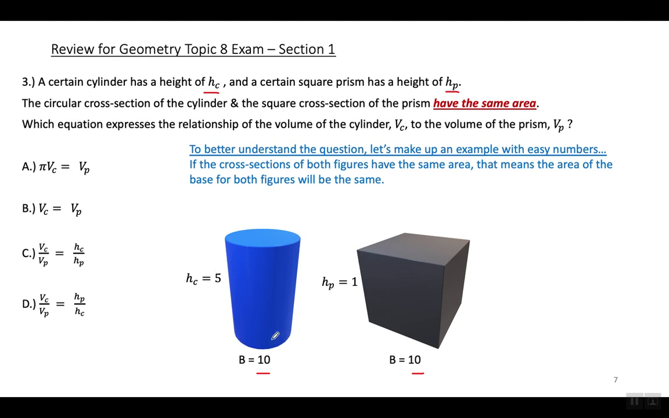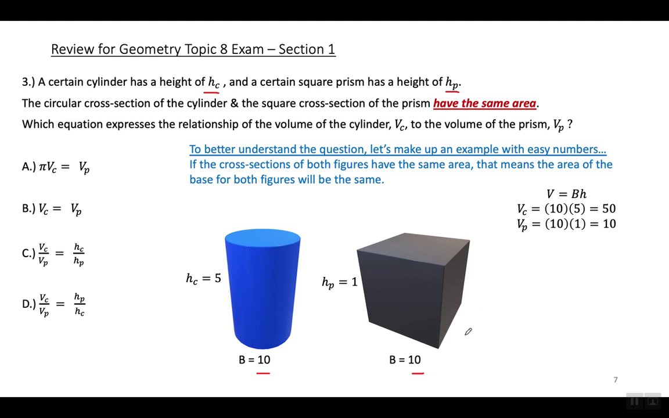Okay, so how do you get the volume of a cylinder or the volume of a prism? You multiply the area of the base times the height. So in this one I have to do 10 times 5, and in this one I have to do 10 times 1. All right, so to get the volume, we multiply area of base times height. So for the cylinder, volume of cylinder equals 10 times 5, which is 50. For the prism, you do 10 times 1, which is 10.